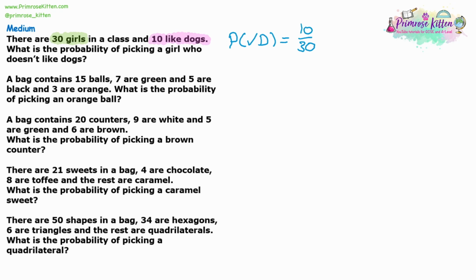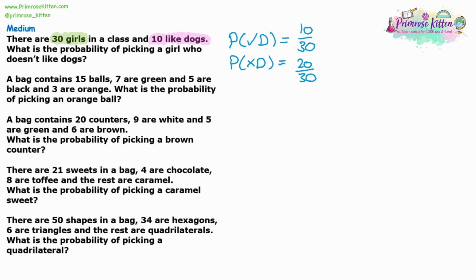Now, I'm not being asked that, we're being asked the probability of a girl who doesn't like dogs. So what do we do? So, probability, and do a cross with a D for not liking dogs. Well, if 10 like dogs, you've got 30 altogether. There's 20 other girls who haven't said they like dogs. So if we assume they don't like dogs, that would be 20 over 30.